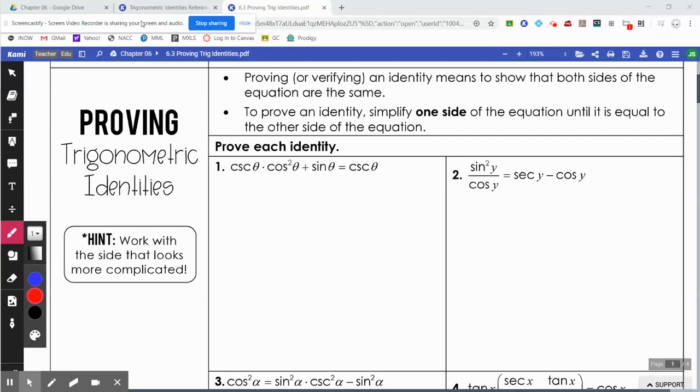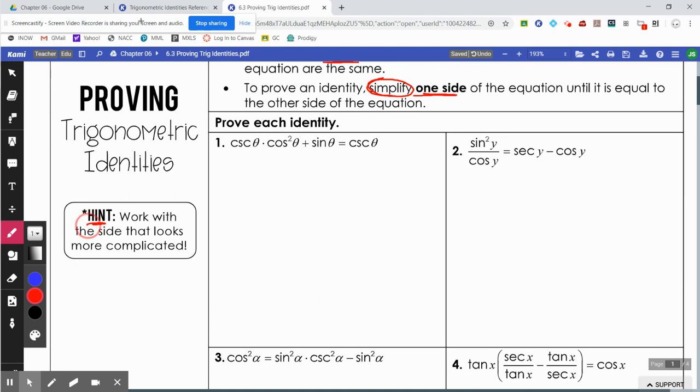In this video, we're going to be proving trigonometric identities. And here's how this works. Proving, or verifying, a lot of times they'll say, an identity means to show that both sides of the equation are the same. The way that we're going to show both sides are the same, or to prove an identity, we're going to simplify one side. Notice it says simplify. That's what we just finished doing. We're going to simplify one side of the equation until it's equal to the other side.